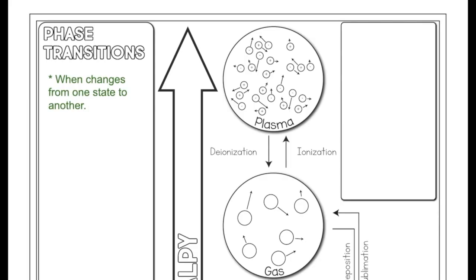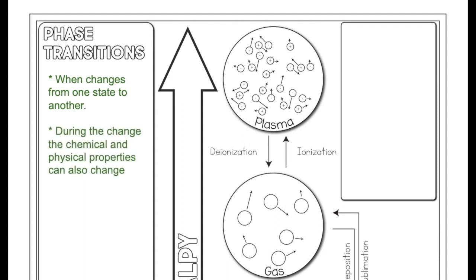So for phase transitions, phase transitions are just when matter changes from one state to another. And so during these changes, the chemical and physical properties can also change of that particular substance. And so these phase transitions can occur due to pressure, so an increase in pressure, or temperature changes.